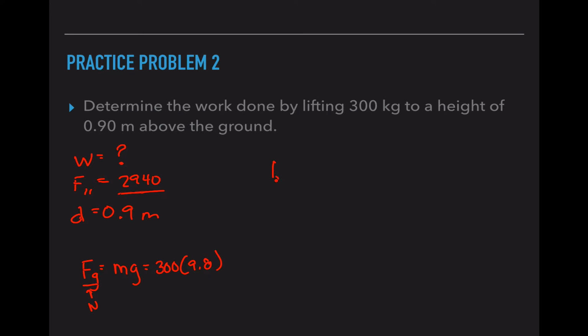So we now have work equals force parallel times distance. Work is 2,940 times 0.9, and our work is 2,646 joules. So left and right is really easy. It's just force times distance. Up and down, we may have to calculate the force first by using Fg equals mg since we are lifting an object vertically. Now, if you pay attention, when it says the weight of the object is 3,000 newtons, that step has already been done for you.